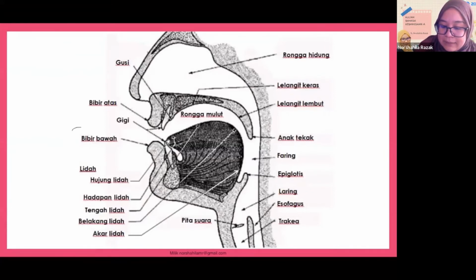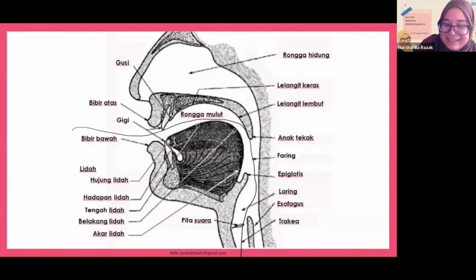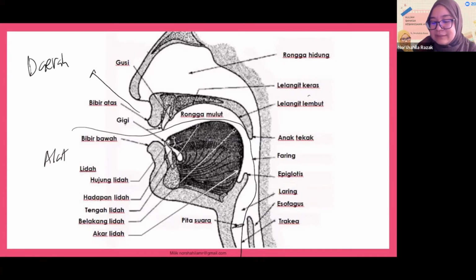Bahagian bawah ni tadi kita kata sebagai apa? Lupa dah. Okay, alat sebutan. Okay, ini alat sebutan, alat artikulasi. Ni alat artikulasi. Atas ni kita panggil sebagai daerah artikulasi. Atas ni daerah. Sebab kita ada bibir atas, gigi atas, kita ada langit keras, langit lembut. Okay, ini semua daerah artikulasi.